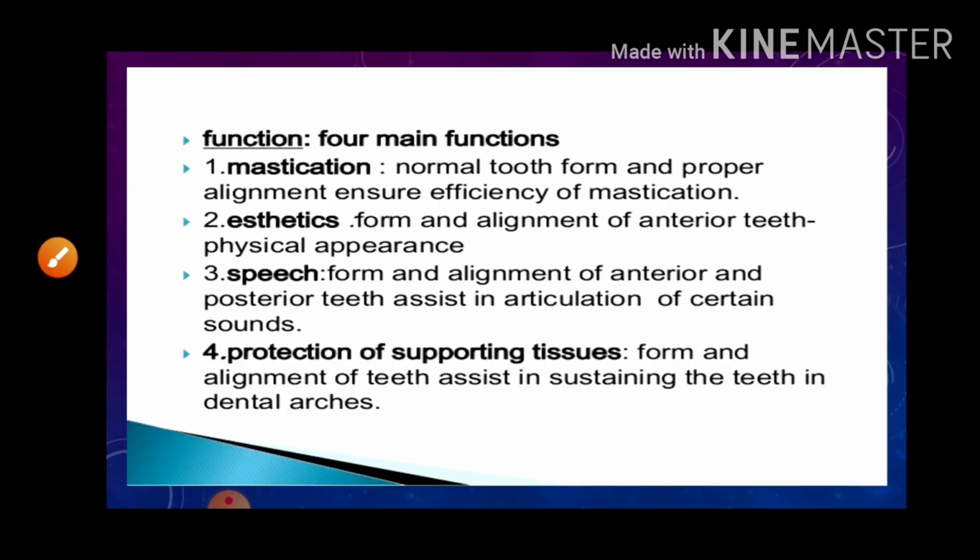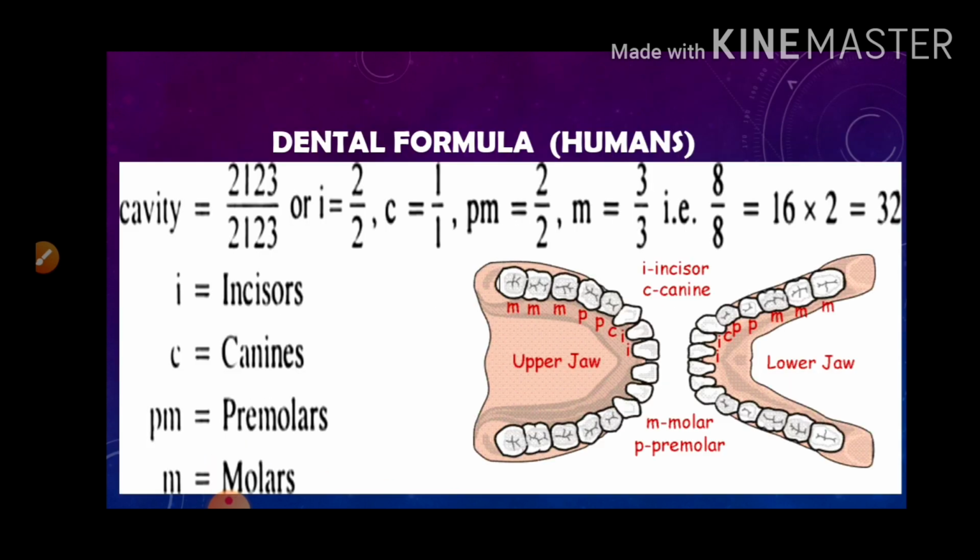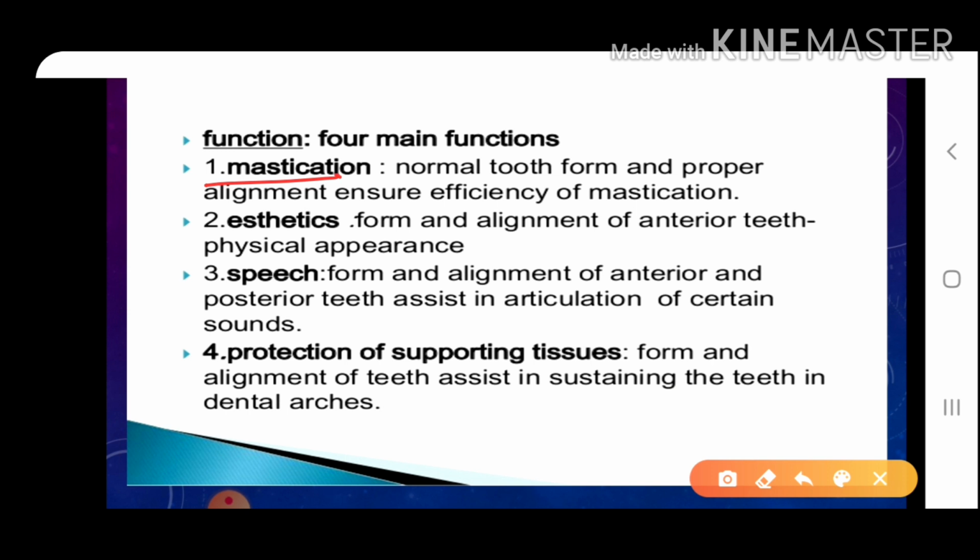Let's move ahead. We would quickly see the functions of the teeth. Though we are already aware of them, we would see them in a bit more detail. First is mastication. Mastication is nothing else but chewing. Therefore, normal tooth form and proper alignment ensure efficiency in mastication. If your teeth are properly aligned and in proper form, then you would be able to chew your food better.